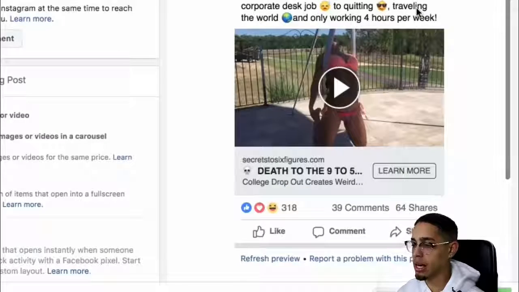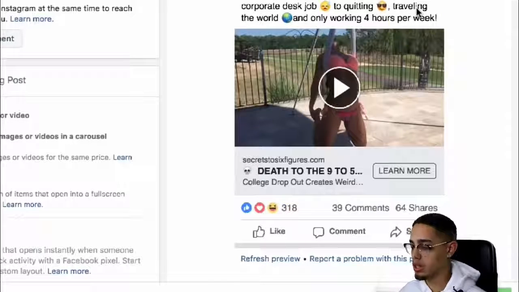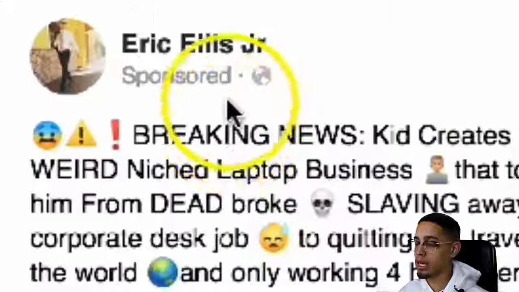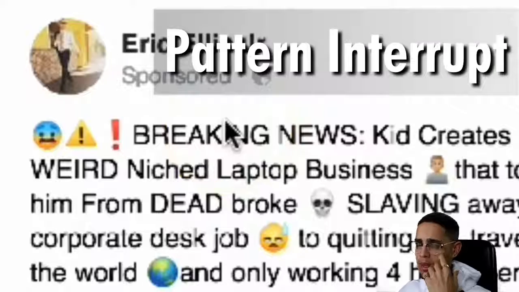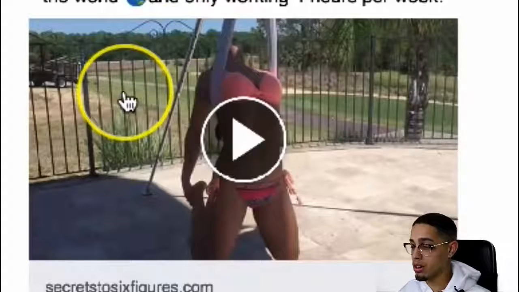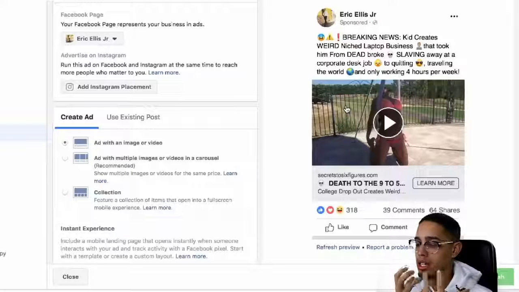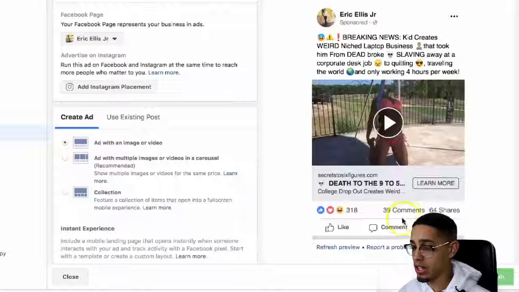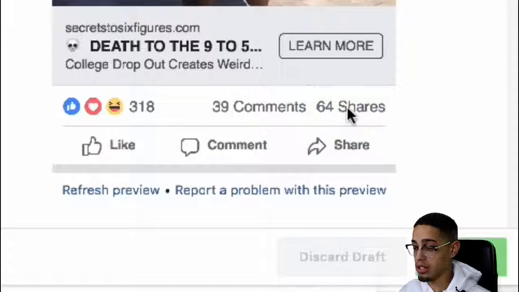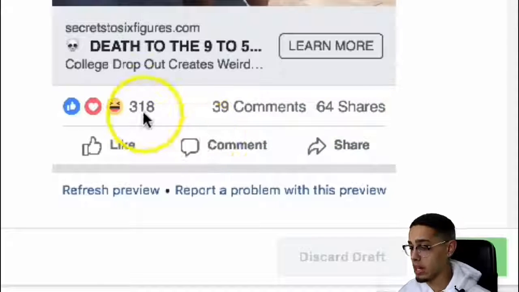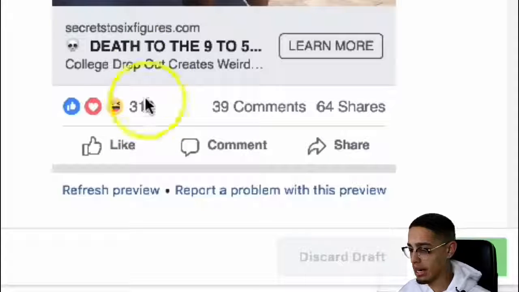But basically what I'm doing, just to break down everything, right? So death to the 9 to 5. Breaking news, that's basically a pattern interrupt. It's like breaking news, like what? It automatically builds people's curiosity. My thumbnail is a girl in her bathing suit hanging, so it's kind of crazy looking. And it's basically a pattern interrupt, right? I've had 39 comments, I've had 64 shares, so people organically sharing my ad. I've had 318 likes, right?